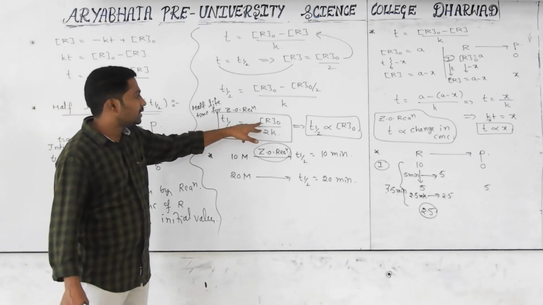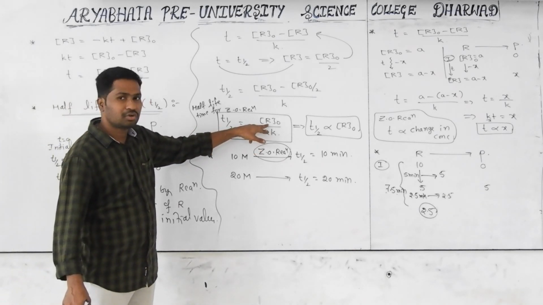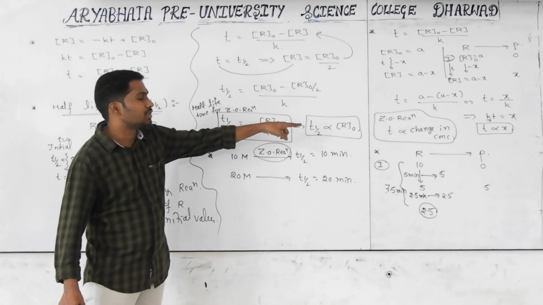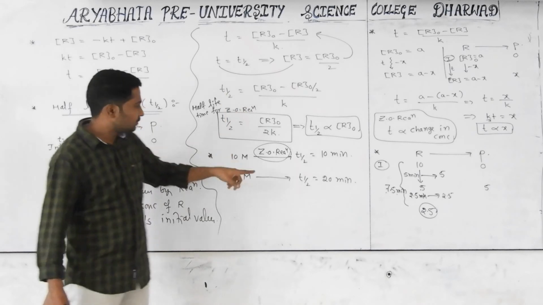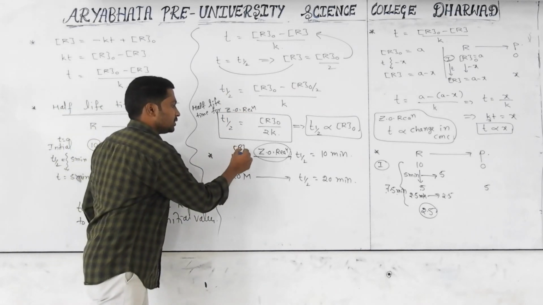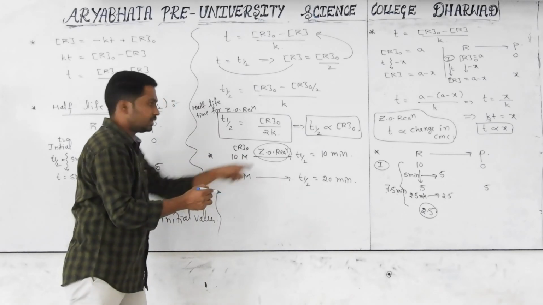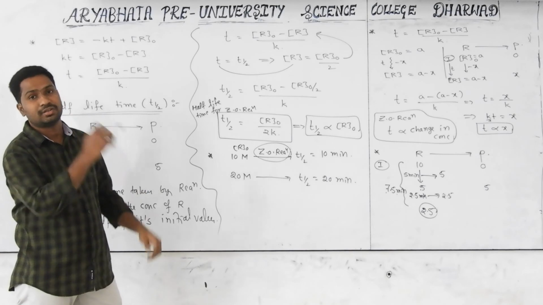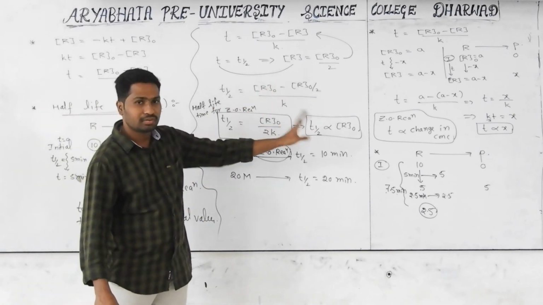What is the half-life time for this one? Half-life time is nothing but R0/2K. R0 means initial concentration. So you can tell for zero order reaction, half-life time is directly proportional to the initial concentration of the reactant. From the diagram, as the initial concentration R0 goes on increasing, the time taken, the half-life time, will also go on increasing. This relation works for zero order. Yes, you got my point? Yes.